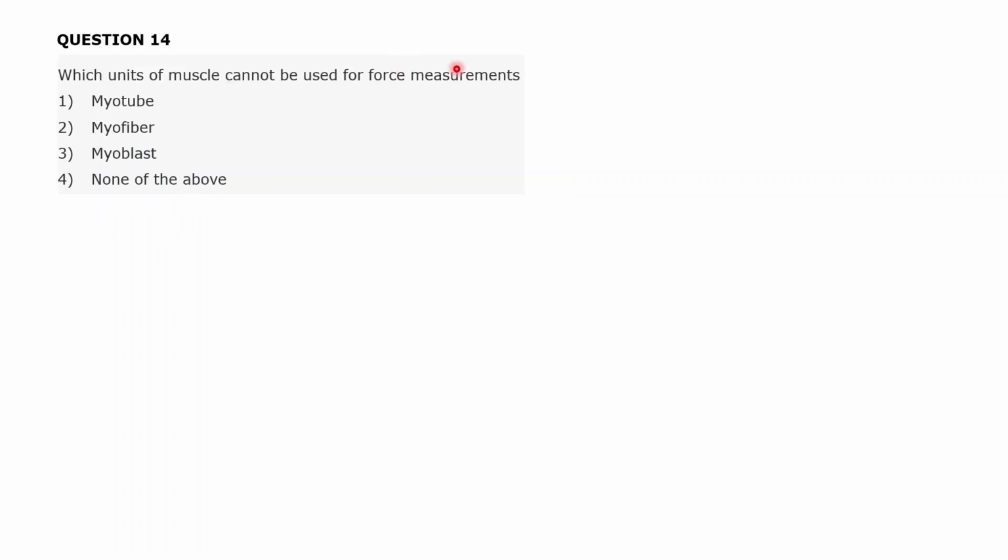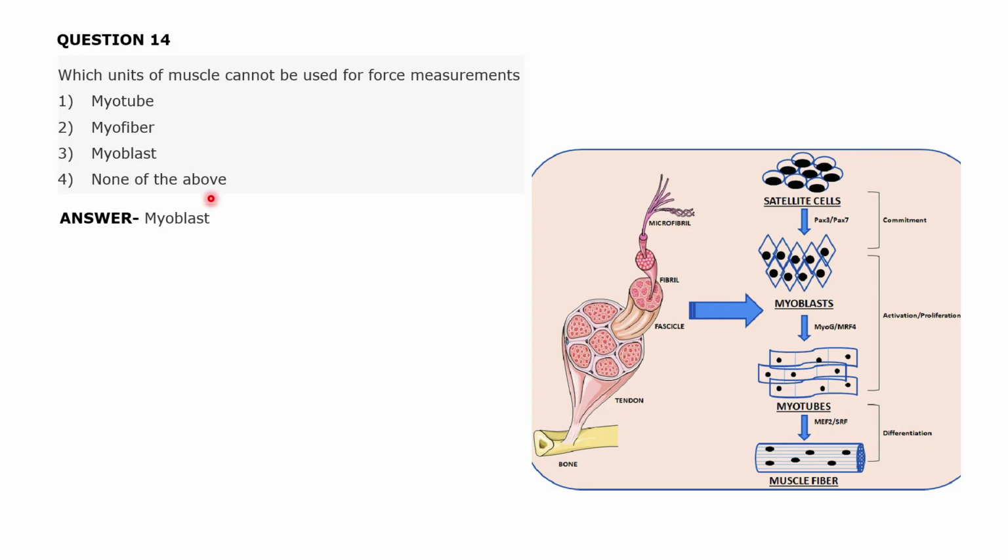Which unit of muscle cannot be used for force measurements? Myotube, myofiber, myoblast, or none of the above. Which may be the answer? Myoblast. Myoblast, right? Option number 3. Okay, good. So basically, myoblast is not the functional part, but it is a part of a muscle fiber that generates what is called a myotube there, right?